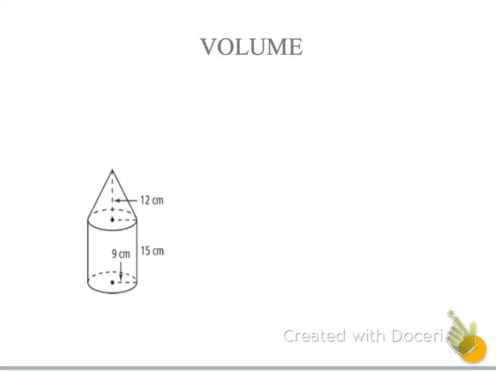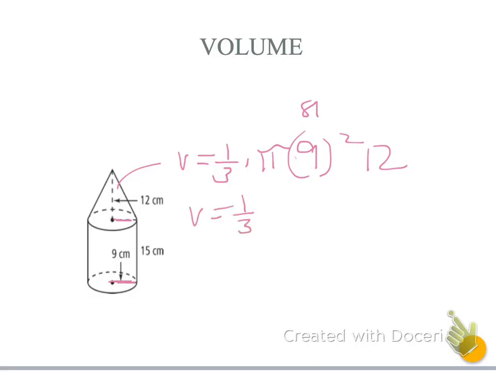The volume, okay, so I'm going to find the volume of both separately and then add them together. So volume of a cone, we got V equals 1/3 times pi times your radius. Well, this is 9, so that means this is 9, so 9 squared times your inside height, so 12. So 9 squared we know is 81. So 81 times 12 we have 1/3 times pi times 972. 972 times 1/3.